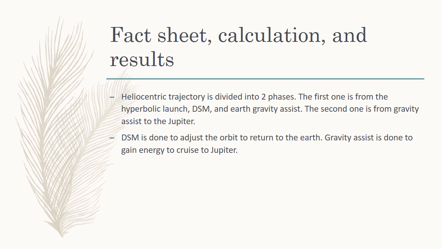The heliocentric trajectory is divided into two phases. The first one is from the hyperbolic trajectory escaping the Earth, doing DSM, and then returning to the Earth. After returning to the Earth, Juno gained a gravity assist, and then used the second heliocentric orbit to Jupiter.